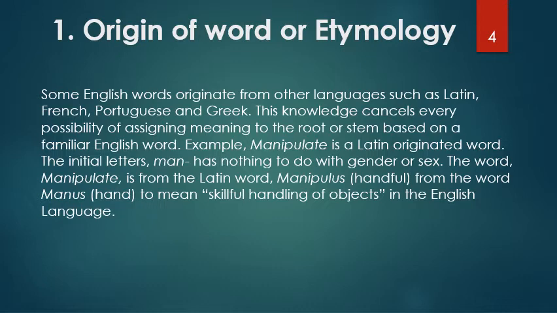Other ways of ascertaining the meanings of words range from the origin of a word, or its etymology. Words in English originate from Latin, Portuguese, French, Greek. As such, knowing the origin of a particular word helps you as a student to determine the meaning of a word and whether the word meaning can be derived from an inflection or not.